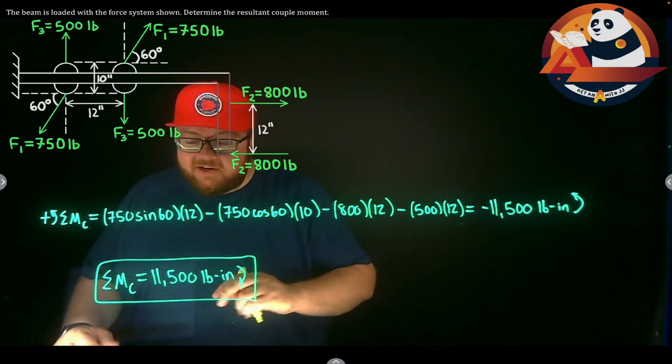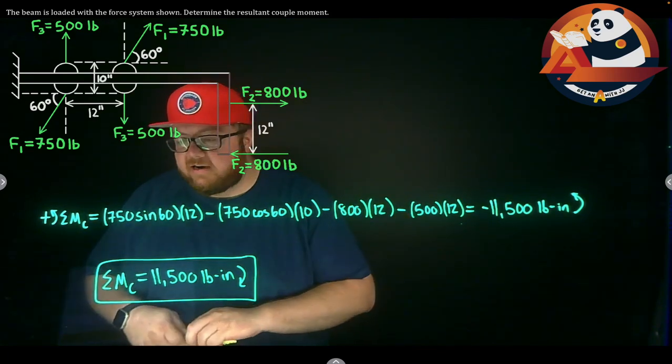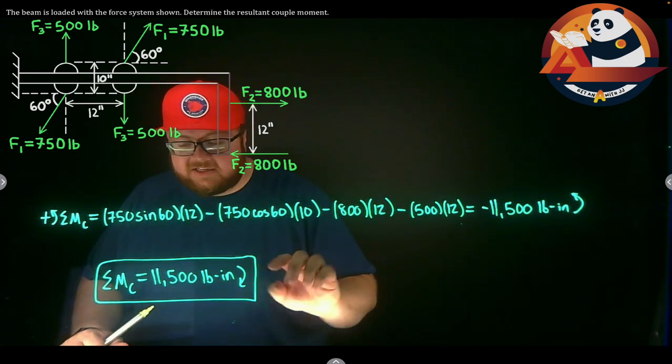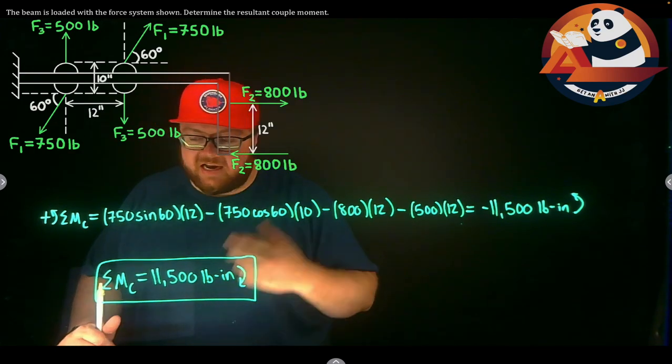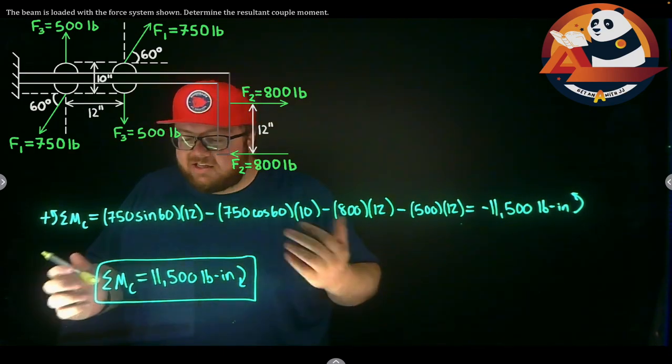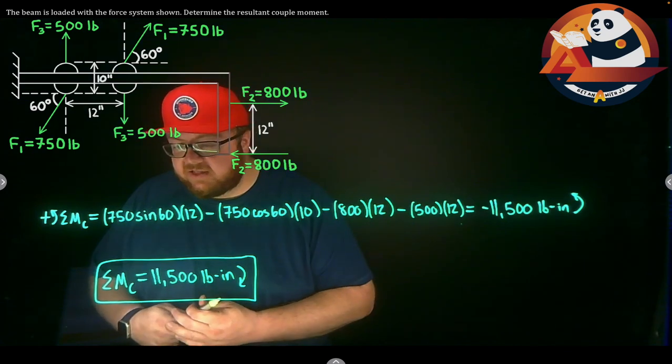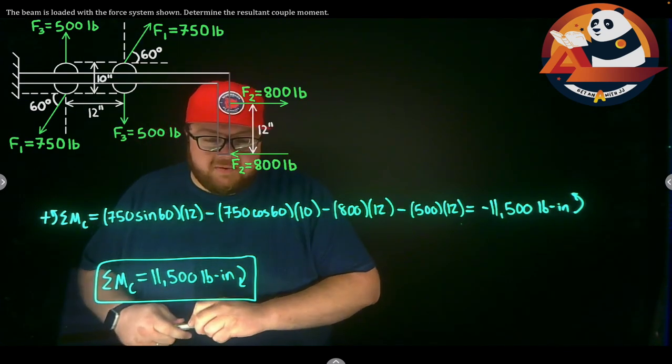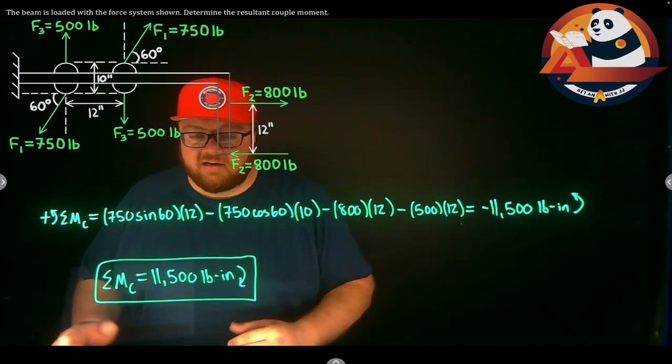One other thing we might do, especially if I'm getting a really large number, if I had to use this again, I might consider converting that to pound feet. We get like 962.5. It's a little bit easier to not make a calculator mistake with a smaller number. There's no reason we have to do that. Pound inches is also completely acceptable.